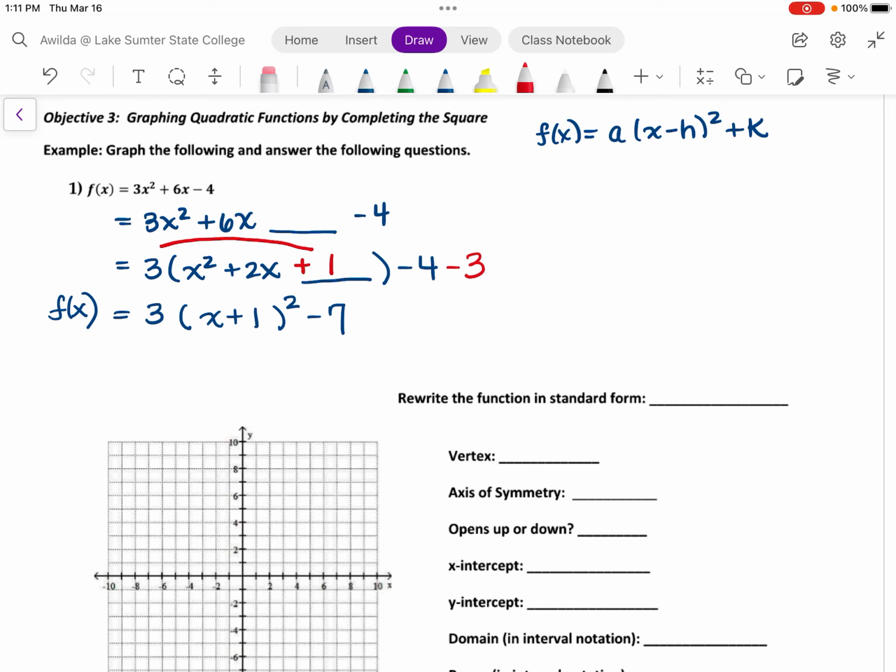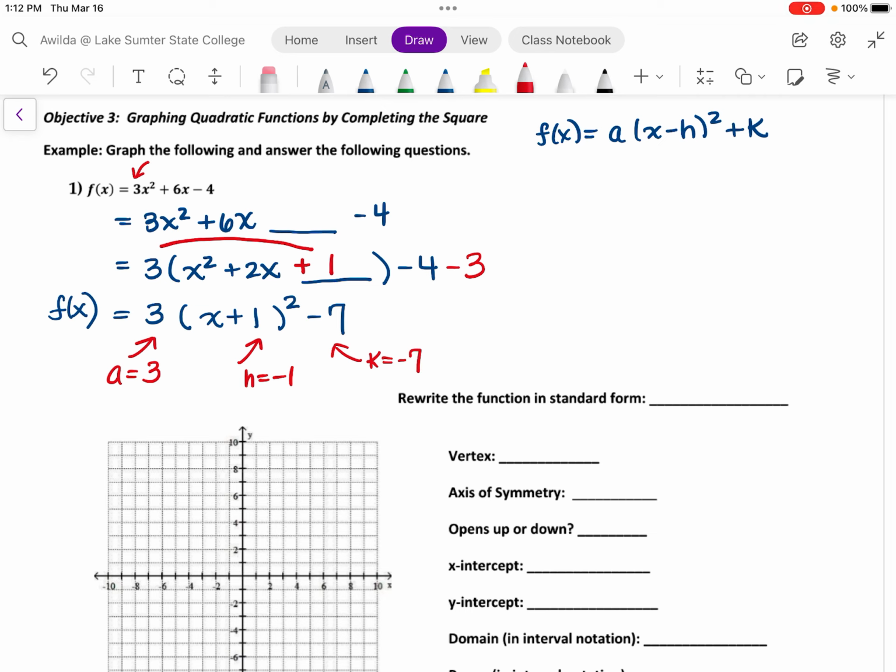Here we have that a is equal to 3, which by the way matches the same a in vertex form and always will. I now have that h is negative 1. Remember that we're subtracting from x, so we're subtracting a negative 1 to get that positive 1 addition. And then we also have that k is negative 7.